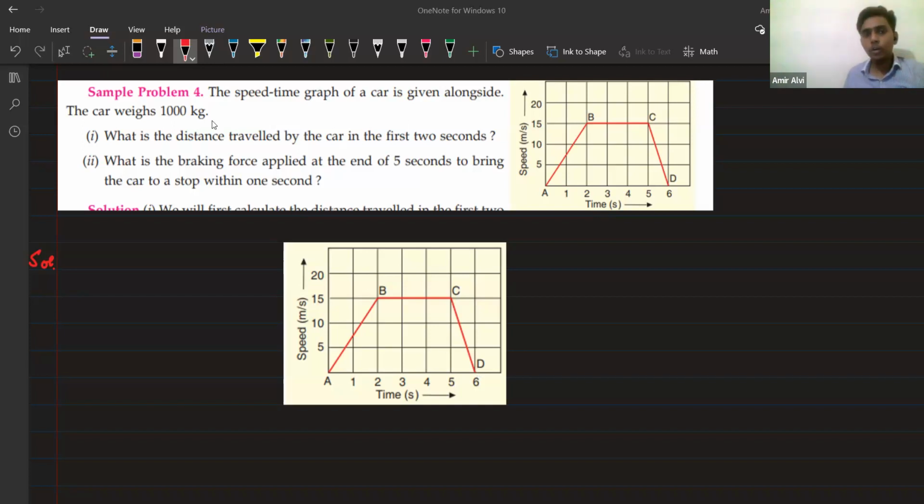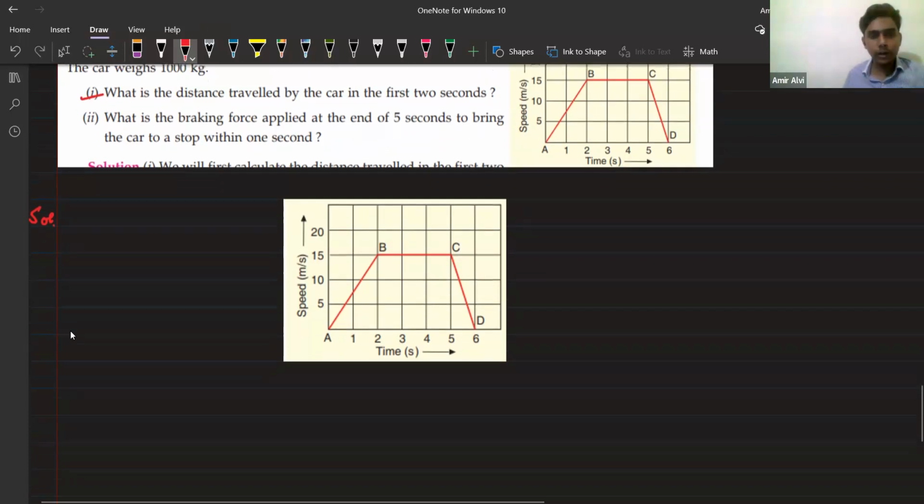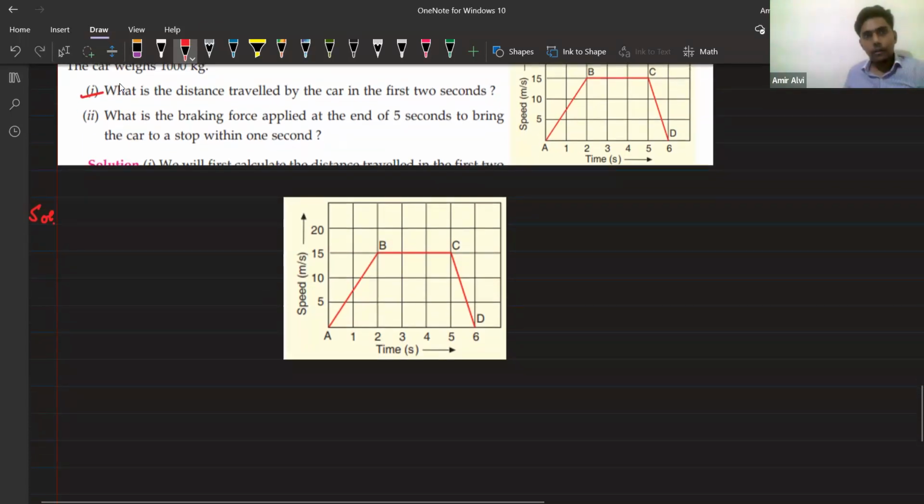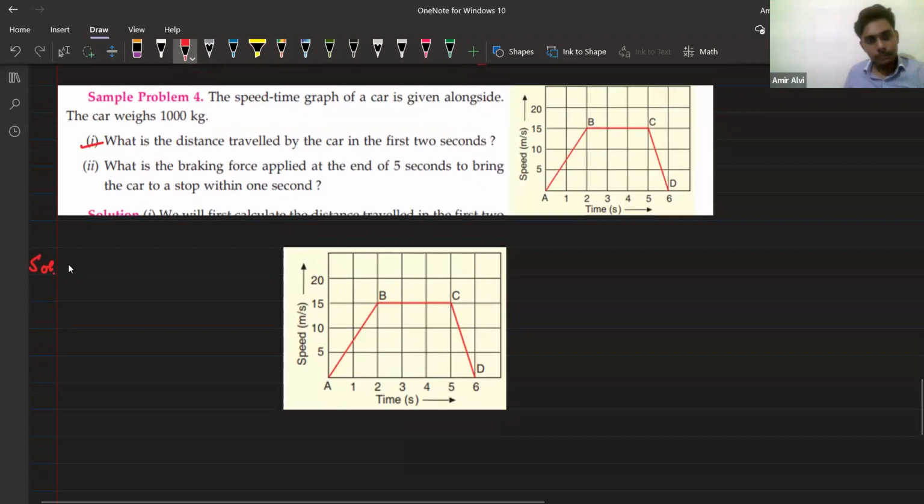So now we have to find out what the question is saying. Okay? So first of all, let me write all the things. Weight of the car is given, that is m equals 1000 kg. Question is saying, what is the distance traveled by the car in the first 2 seconds? It means that the distance traveled is this, in the first 2 seconds, right? This. So it is basically nothing but the area covered in the first 2 seconds.